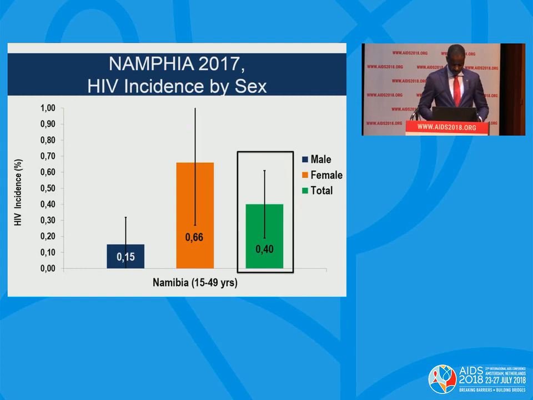Now, to come to incidence, we here wish to present the ARV-adjusted incidence result, with annual incidence of HIV among adults aged 15 to 49 years in Namibia standing at 0.4%, and obviously higher again in females. And this corresponds to approximately 4,300 new adult cases annually.